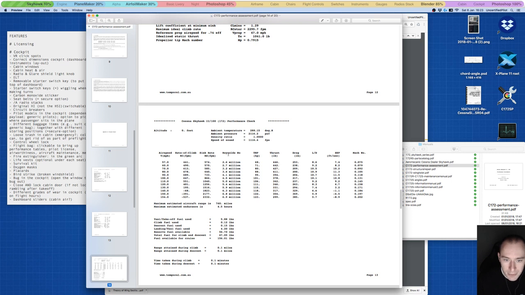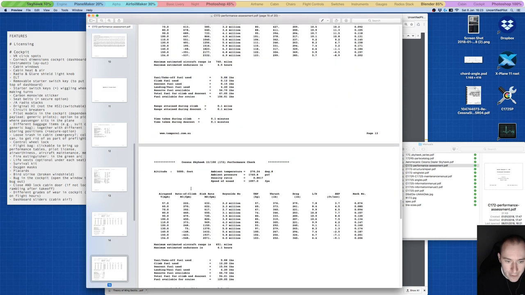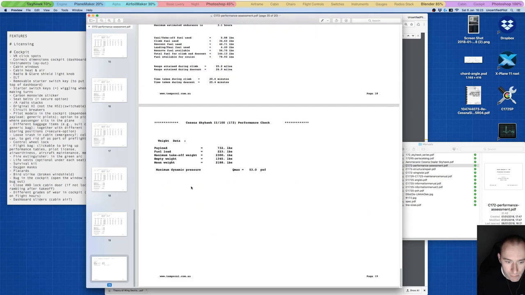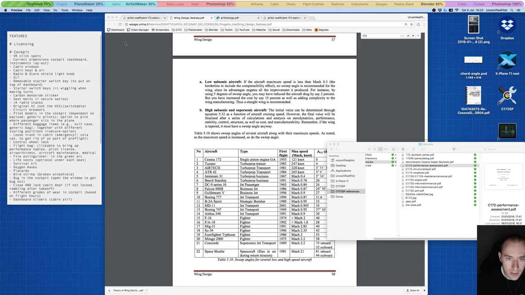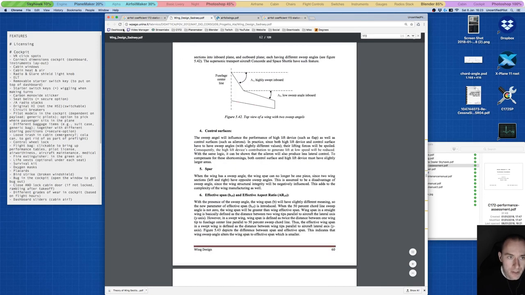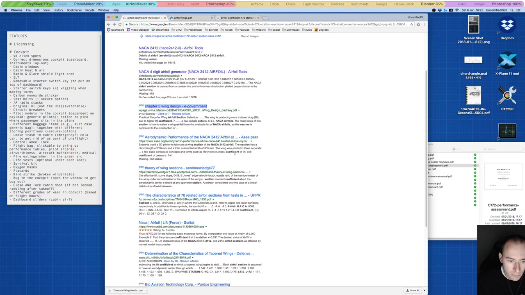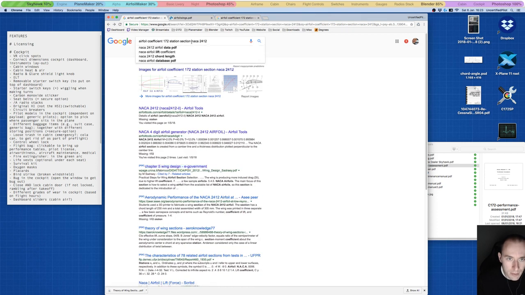A Reynolds number, but not in reference to anything that we are concerned with in AirfoilMaker. No, this is not it. This is also not it. I just need to search for 172, and I did already. Station section, yeah. Let me also combine those.